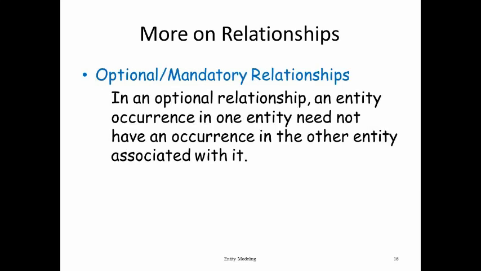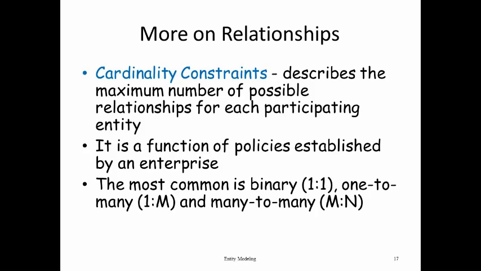Now again, we can have an optional or mandatory relationship. In an optional relationship, an entity occurrence in one entity need not have any occurrence in the other, because it's optional. You choose whether to have it or not. But there are those that are mandatory, and mandatory must be represented in that kind of relationship.